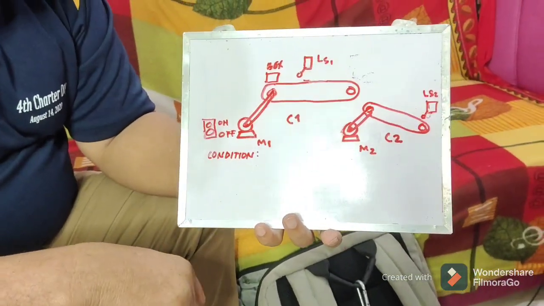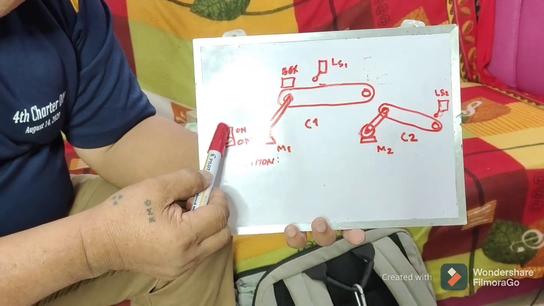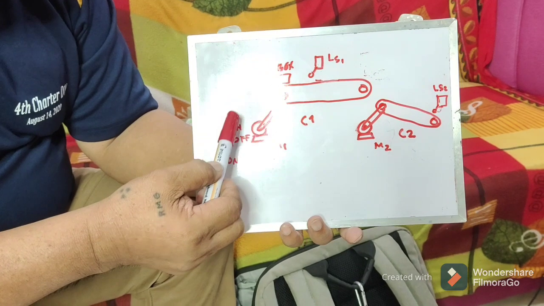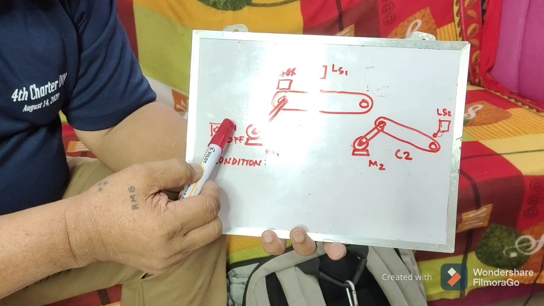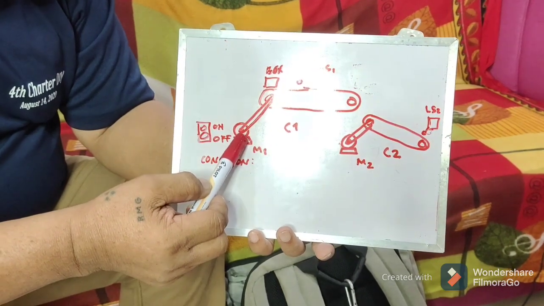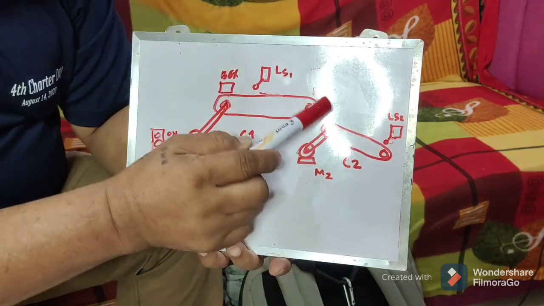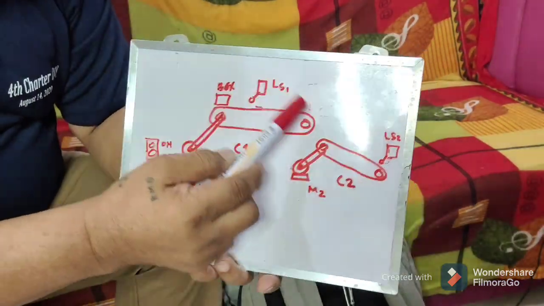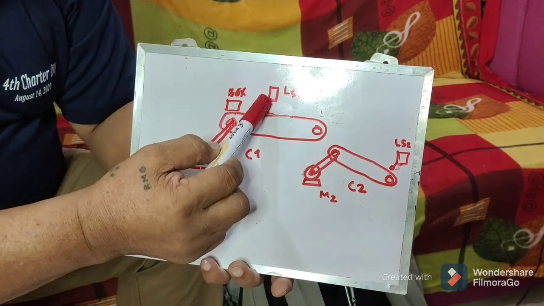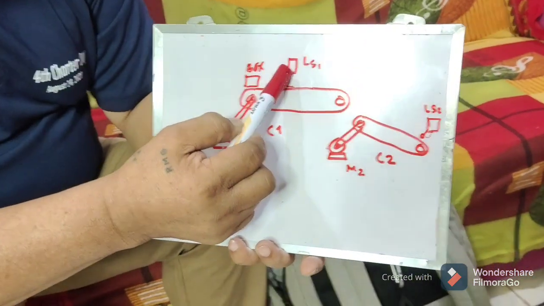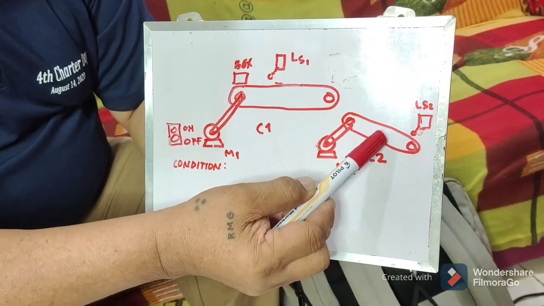Now, what would be the condition? When I press the button on, remember, nothing is running yet. When I press the button on, motor number 1 will run. Of course, the box will travel. So the conveyor now is in motion. When the box touches the limit switch 1, or hits the lever of the limit switch 1, automatically conveyor 2 will run.